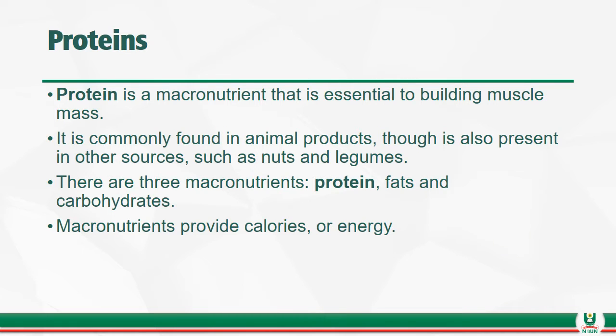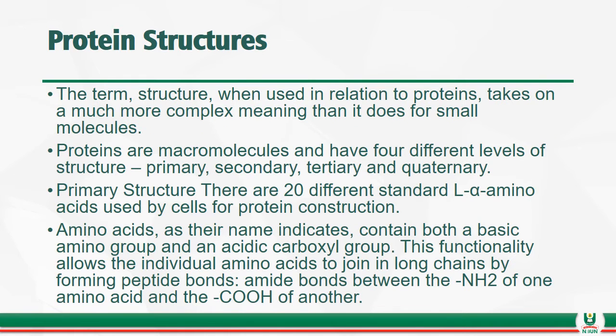Well, like I said, we are going to be talking about proteins. And first, essentially, we have to start with the definition of protein, or what protein is all about. Protein is a nutrient that is essential to building muscle mass. It is commonly found in animal products, though it is also present in other sources such as nuts and legumes. There are three macronutrients, and one of these macronutrients is protein. Macronutrients provide calories or energy.